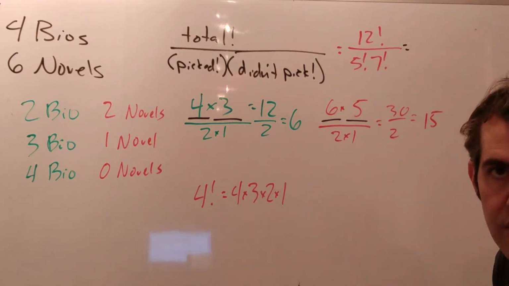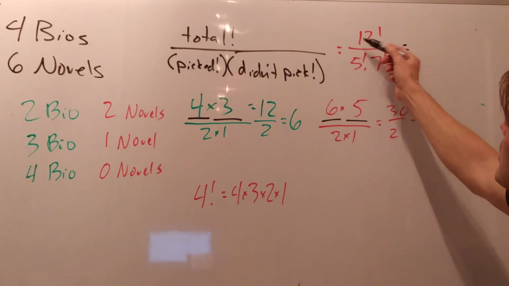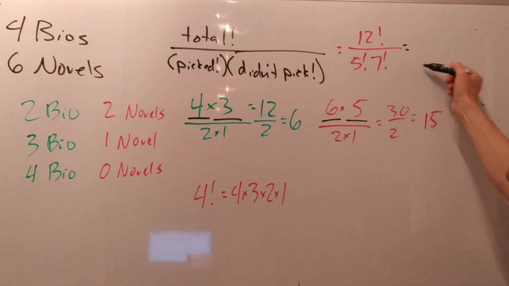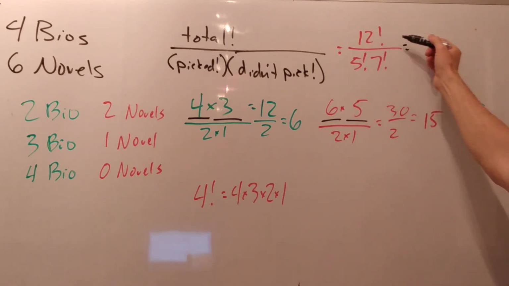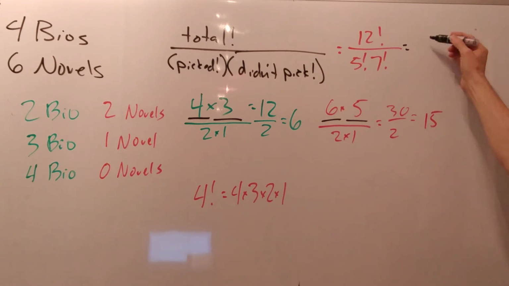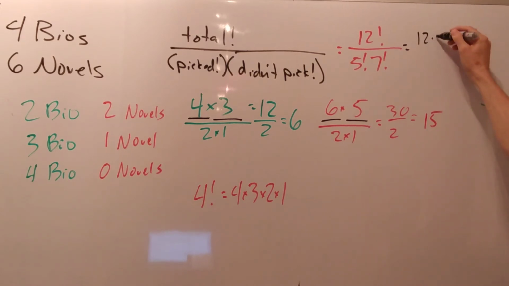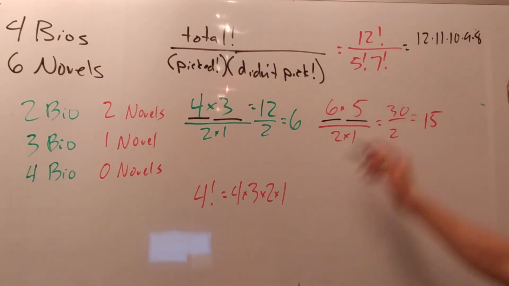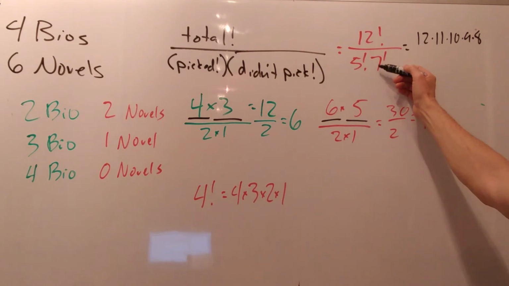I'm going to switch to black so you can see a little bit better. I would say, look, the 7, 6, 5, 4, 3, 2, 1 is going to cancel out the 7, 6, 5, 4, 3, 2, 1 for the 12. So I would write on the top 12, 11, 10, 9, 8. And then the 7, 6, 5, 4, 3, 2, 1, I don't have to write it because the 7 factorial is going to cancel that out.